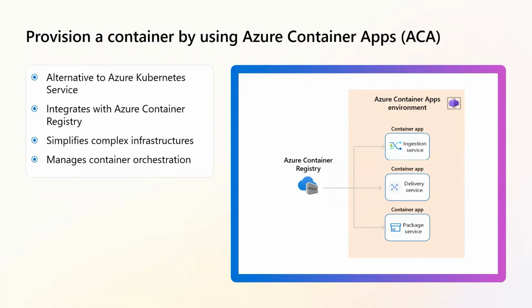Azure Container Apps, or ACA, provides a fully managed serverless platform for running microservices and containerized apps. This simplifies infrastructure management and handles container orchestration for you. Think of them as a middle ground between container instances and Kubernetes. It is important to know for the exam how ACA integrates with Azure Container Registry and when to choose Azure Container Apps over Azure Container Instances or Azure Kubernetes Service based on your workload needs.